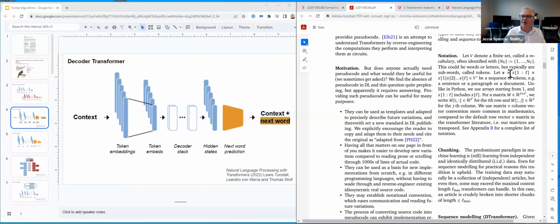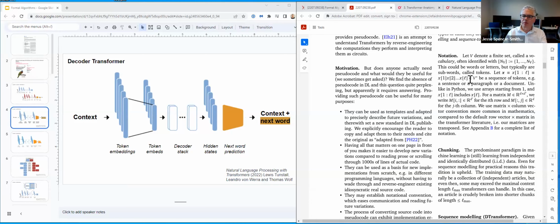X is going to be defined as a sequence of tokens up to a certain length. So what is X? X could be a sentence. It could be a paragraph. It could be a full page of text. If you're in text, that is; in other modalities, it could be other things. But you can think of X as a whole phrase, a whole context.